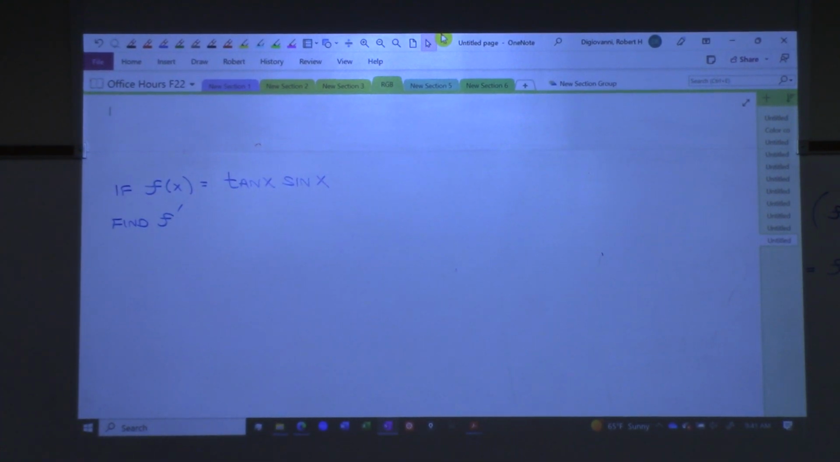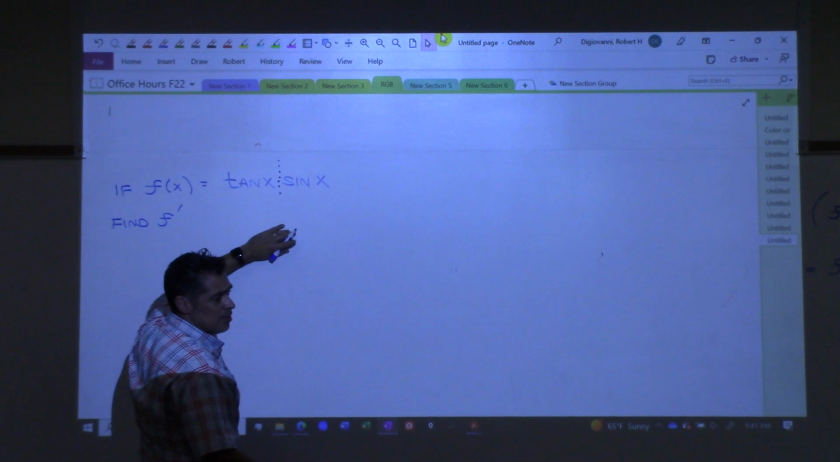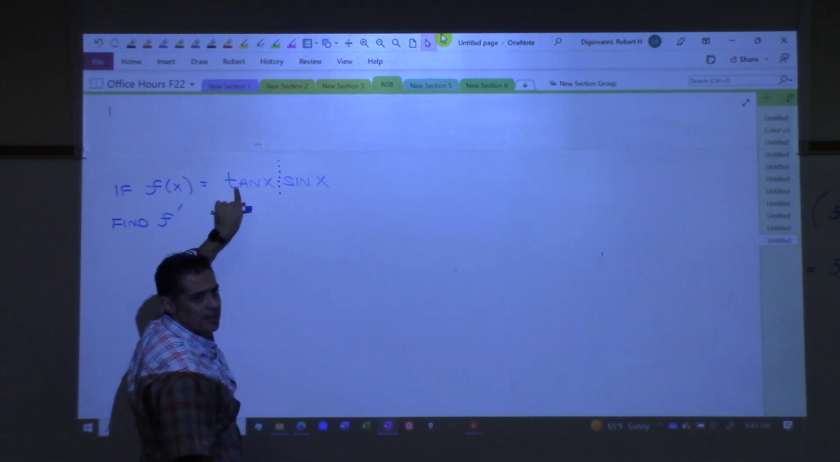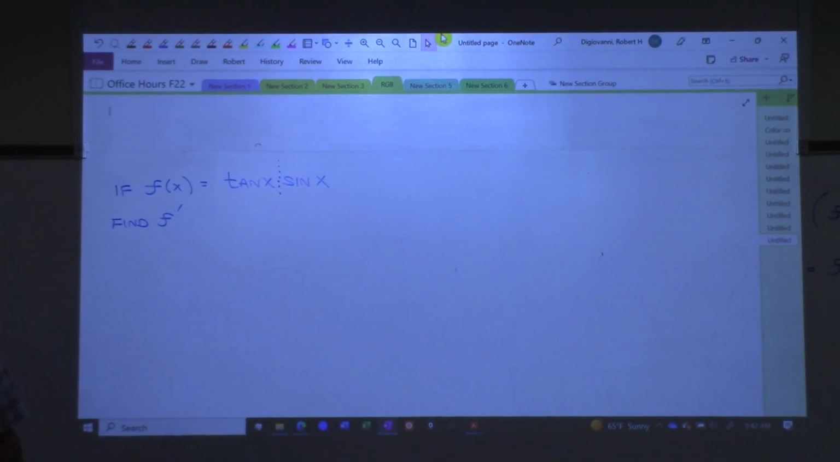All right, Hector, you doing all right? My first question is, do you see a product in here? Do you see multiplication? Where? Tangent of x is being multiplied by sine. Okay, so it's between these two, right here. And that's the only multiplication, right? This x lives inside the tangent, it's the argument, and that lives in there, that's the argument as well. So there's only one product there.